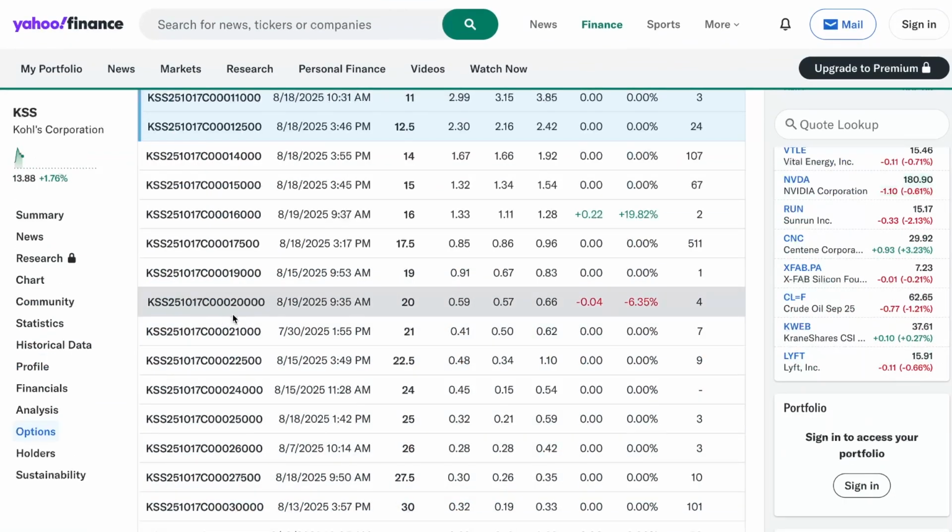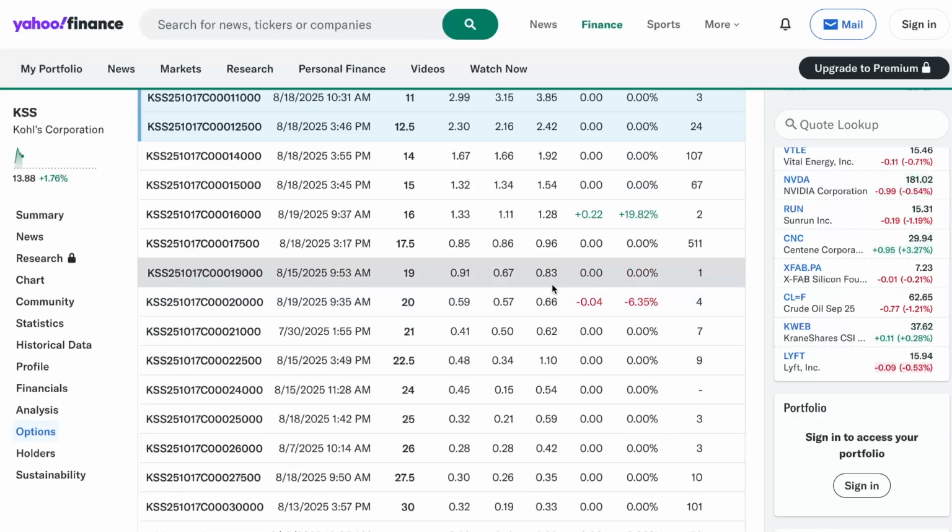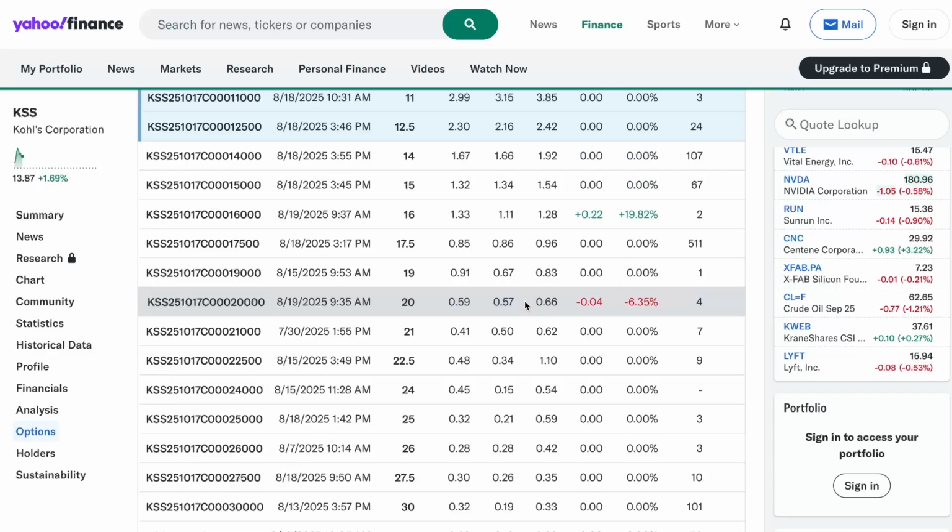Now, going back to our Kohl's example, it looks like we now have bid and ask prices on Yahoo Finance for our October 17th call at a $20 strike price. The bid and ask prices are 57 cents and 66 cents. So if you wanted to sell this covered call right now, you could likely sell it for somewhere between 57 and 66 cents per share, which in terms of contracts, would be $57 to $66 per contract.